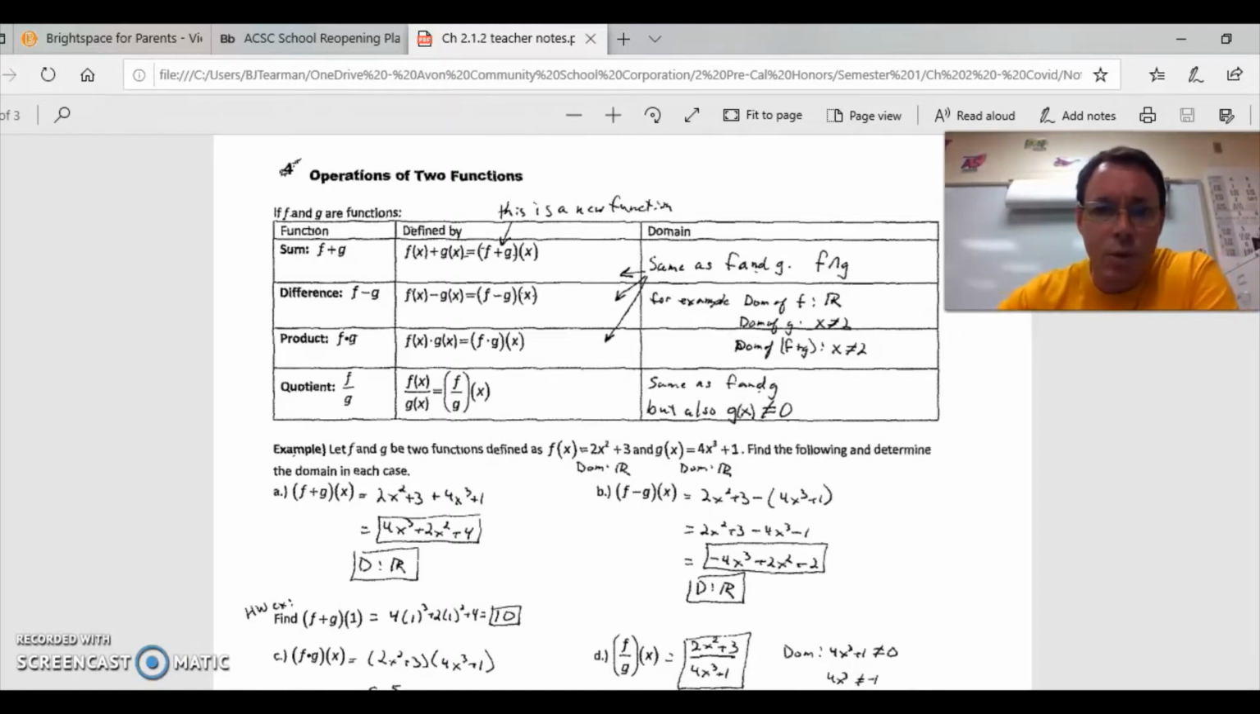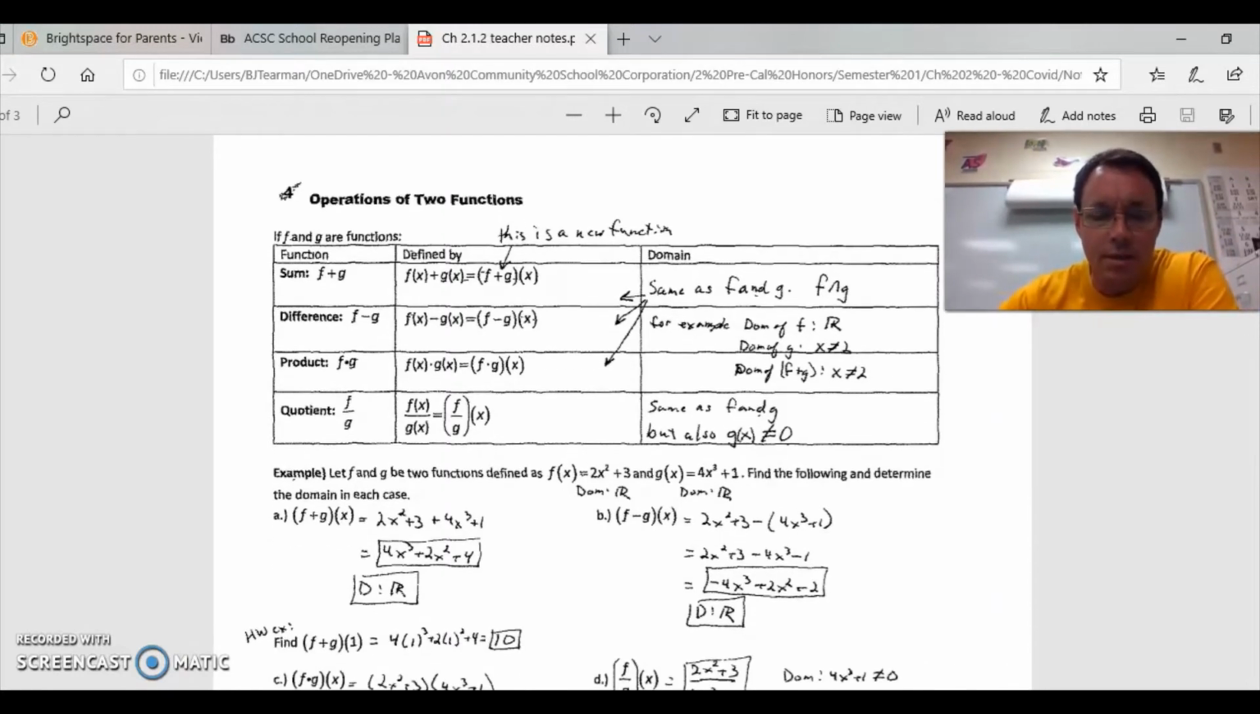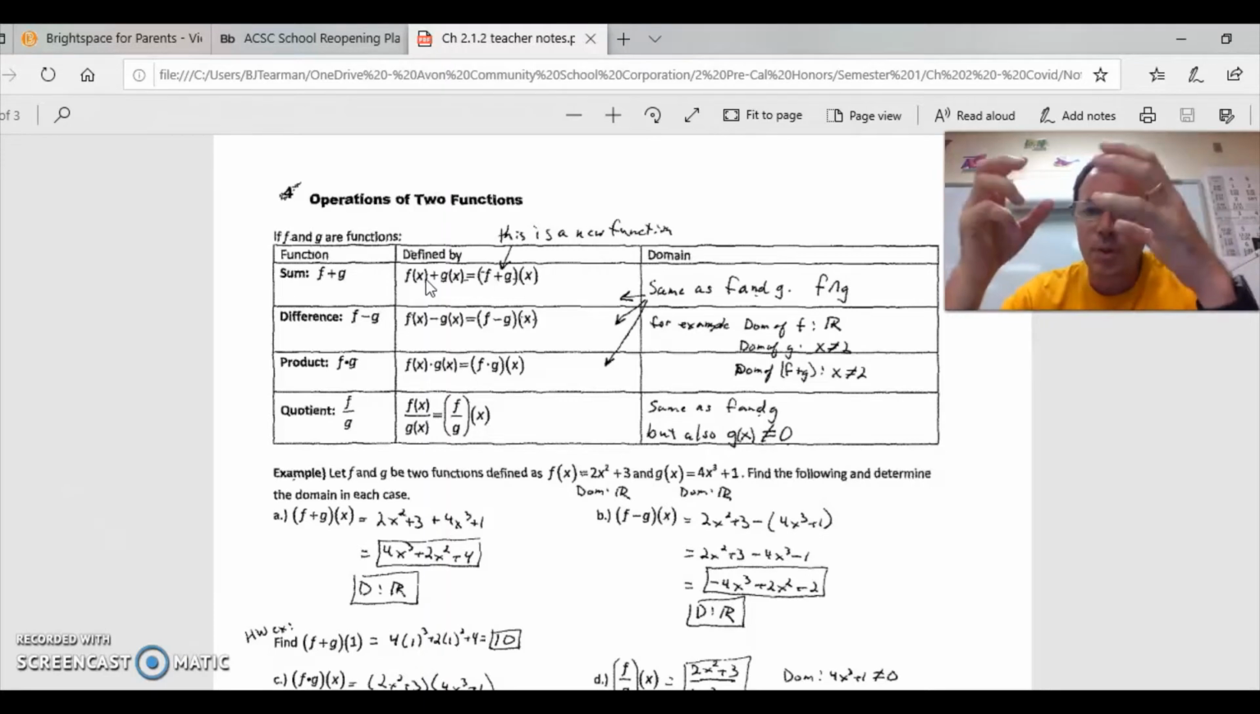Hi guys, wanted to give you a rundown of chapter 2.1 day 2 notes. So we're kind of finishing up things with functions. If you have a couple functions, so if you'll see here you've got f of x plus g of x. So we're talking about two different functions. You can do operations with functions.